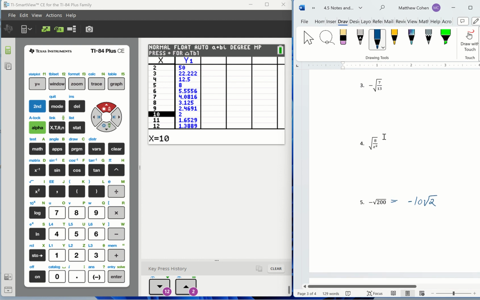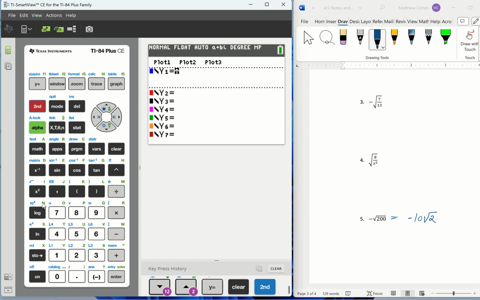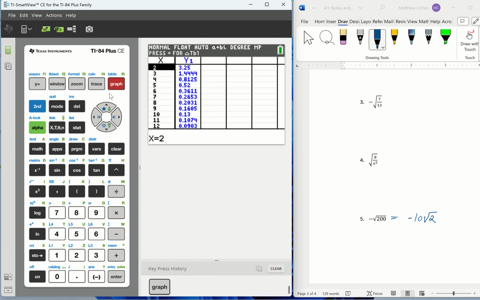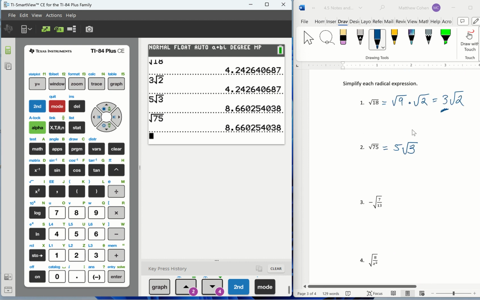Okay, if there are no perfect square factors, so let's just take square root of 13, for example. So I don't need the square root. I need to do 13 over x squared. What you'll see is that there are going to be no whole number factors other than 1 and 13. Once you get below 1, you can stop. There are going to be no perfect square factors of 13, and so the square root of 13 is in its simplest form. So that's how you can use your calculator to really quickly and easily simplify radicals.